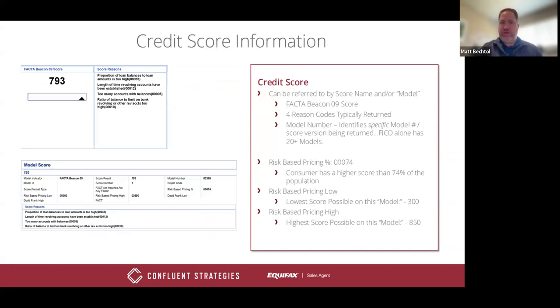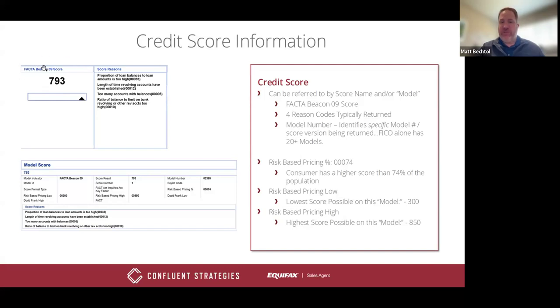Then we're going to start sharing some credit score information on the report. So at present, at time of recording, the credit union uses what's called the FICO Score 8, which, because of programming and rebranding with FICO scores across the bureaus that happened a number of years ago, still represents as FACTA Beacon 09. If the credit union changes scores over time, you will see the specific score being returned in this section.